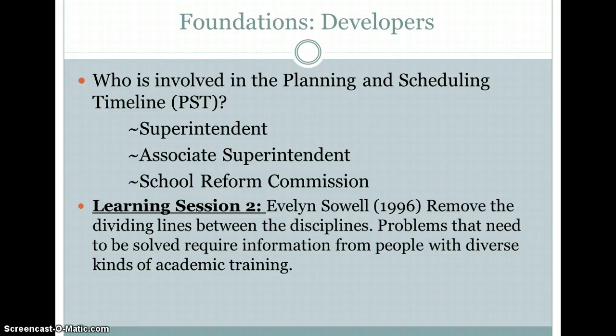And this ties into Learning Session 2, where Evelyn Sawol said to remove the dividing lines between the disciplines. Problems that need to be solved require information from people with diverse kinds of academic training. So that goes back to the School Reform Commission members. I'm wondering if they do come from a diverse background with different types of training. That would have been helpful in reviewing this curriculum.